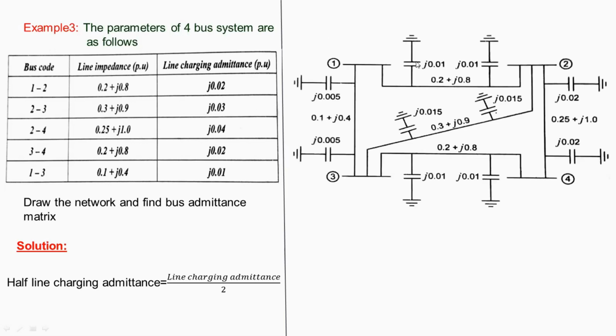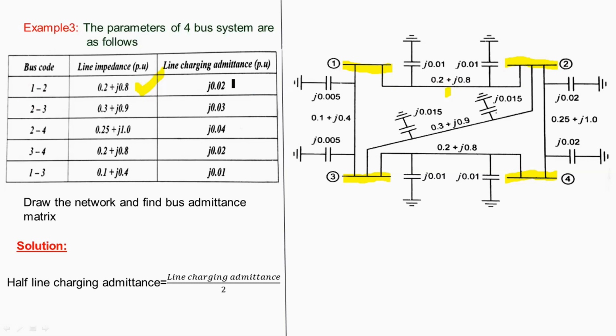Here we have a 4-bus system. So first of all, mark the 4 buses: first bus 1, second bus 2, third bus 3, and fourth bus 4. Then connect the bus codes. Depending upon the bus codes, connect the line impedances. Between buses 1 and 2, the impedance 0.2 plus j 0.8 is connected.